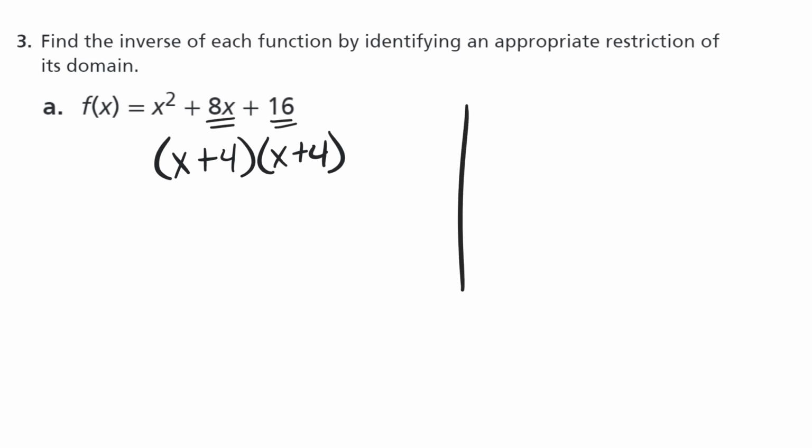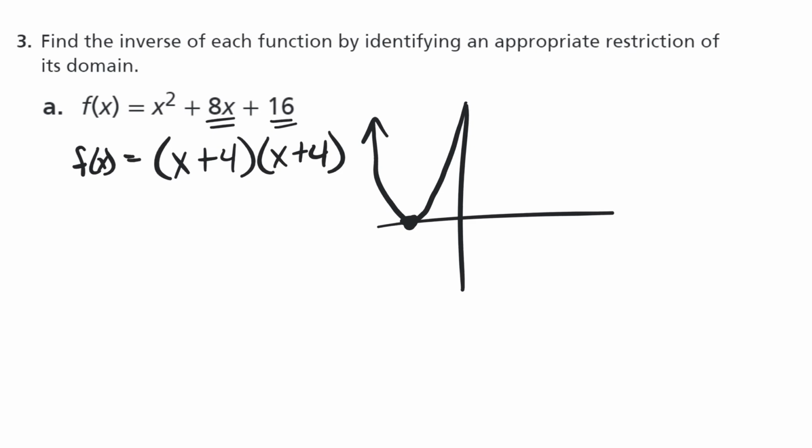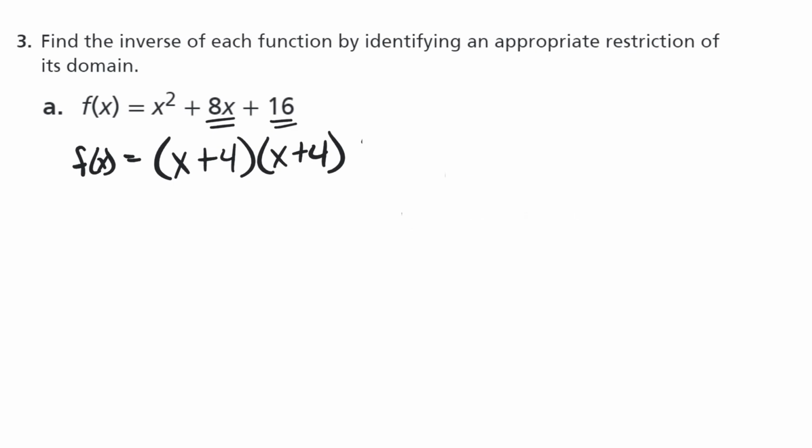If we were to graph this, what this would look like is it would go down, touch at -4, and go back up. Hopefully we remember that from when we were doing our multiplicities. So if you choose to graph that way, that is fine. Go for it. So we essentially have x plus 4 squared.